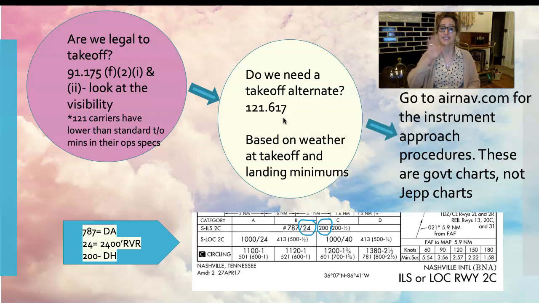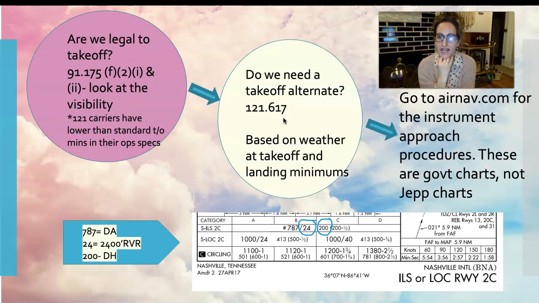Okay. So how do we know if we need a takeoff alternate? It said you need a takeoff alternate when the weather at takeoff is below the landing minimums. So you're thinking, why are we looking at landing minimums if I'm taking off? Well, if you take off, guys, and something happens and you have to wrap back around and land, now we need to meet the landing minimums.